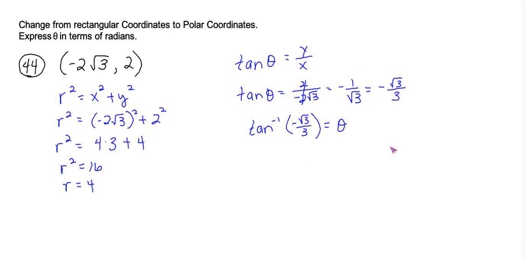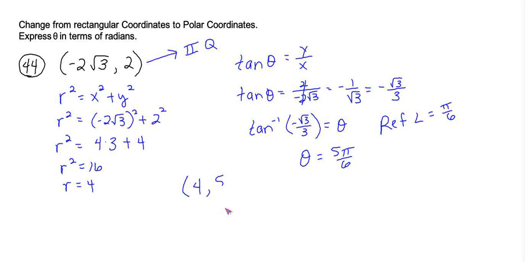Okay, let me jot that down. Reference angle is pi over 6, but I know that this is in the negative positive second quadrant. So I'm going to put pi over 6 in the second quadrant. So that would be pi minus pi over 6, which would be 5 pi over 6. So my polar coordinates here would be 4, 5 pi over 6.